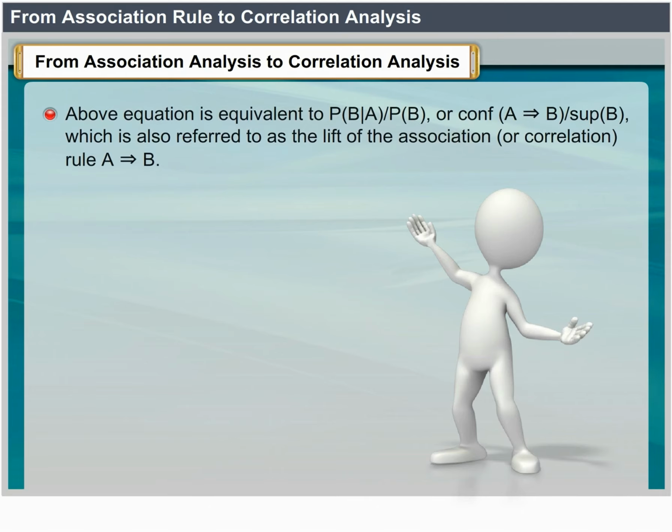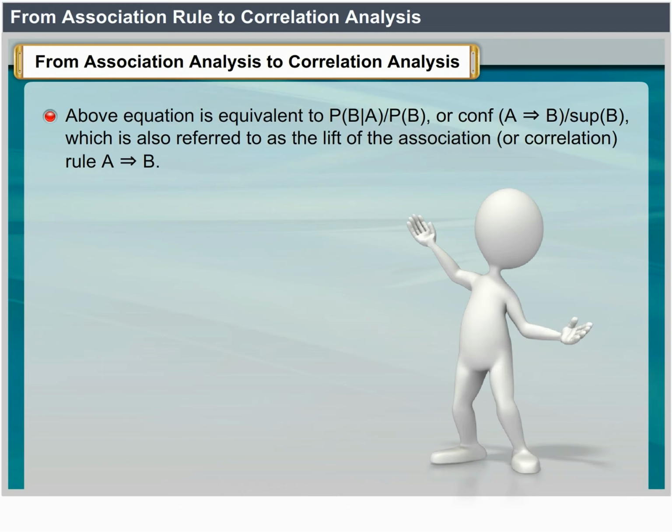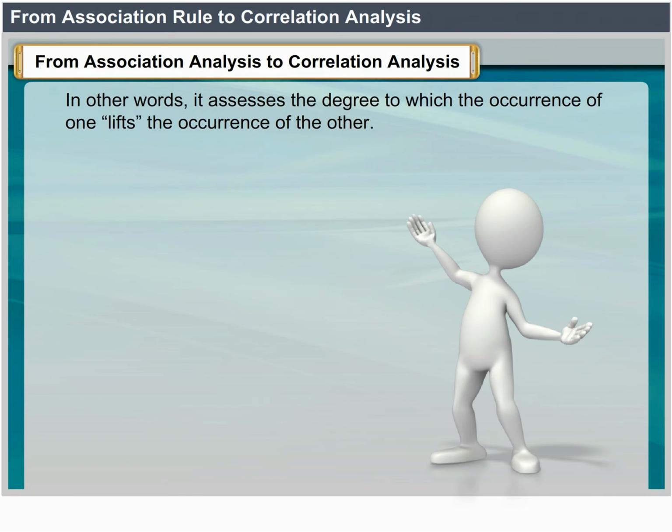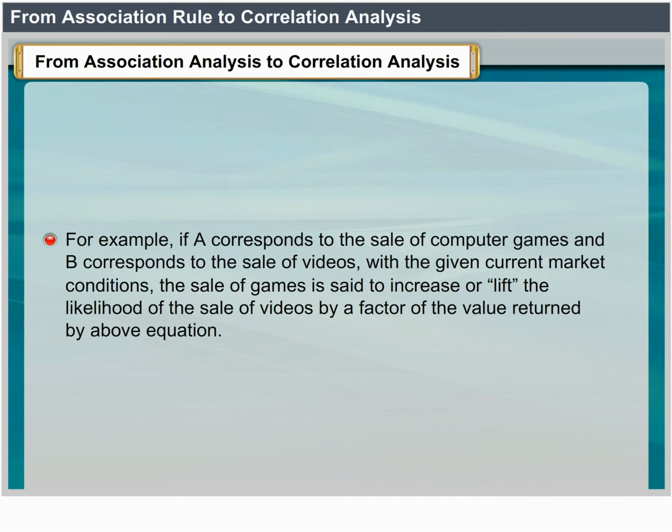The above equation is equivalent to probability of B given A over probability of B, or confidence of A implies B over support of B, which is also referred to as the lift of the association or correlation rule A implies B. In other words, it assesses the degree to which the occurrence of one lifts the occurrence of the other. For example, if A corresponds to the sale of computer games and B corresponds to the sale of videos, then given the current market conditions, the sale of games is said to increase or lift the likelihood of the sale of videos by a factor of the value returned by the above equation.